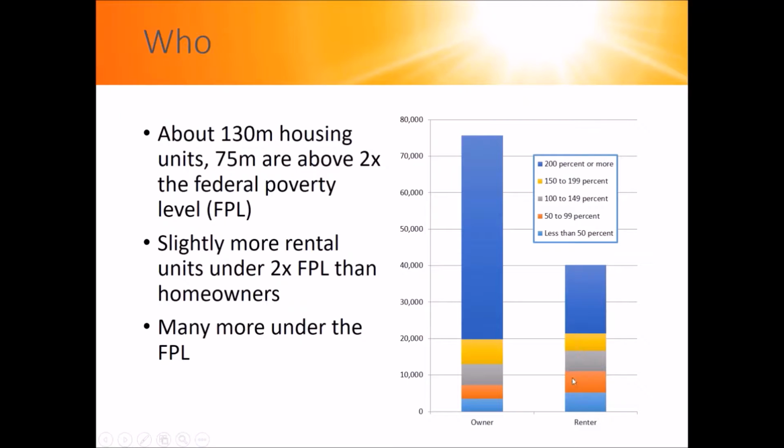If you can see my moving arrow here, the blue boxes are the ones that are above 2 times the poverty level. They're generally never considered low income. The ones under the blue lines are, in some programs, it depends on the program and the definition. There's slightly more renters than owners that are considered low income. If you get all the way down to 100% of the federal poverty level, there are quite a few more renters than owners.